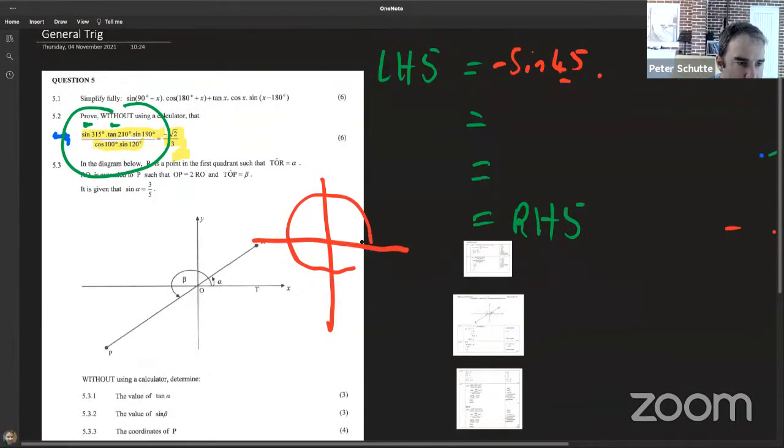So tan of 210 is going to be in this quadrant. And in this quadrant, tan is positive, so that's good news. So it's going to be the tan of 30. So I handled those two. The sine of 190 is probably going to be negative sine 10.